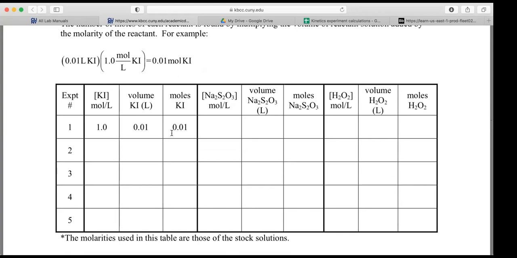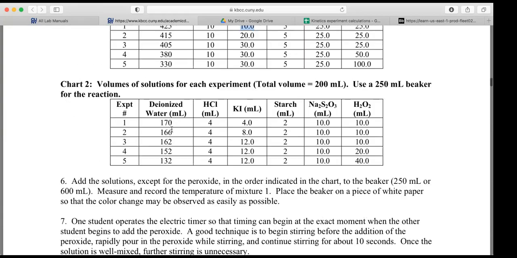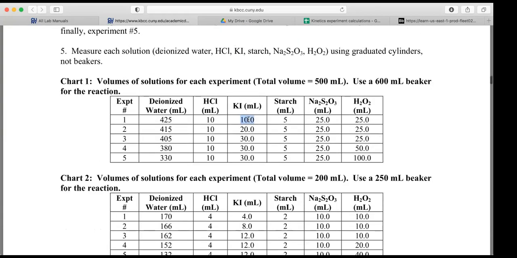Okay, so you're used to using those numbers. So you're using, here we go, the volume of KI and the molarity of KI. Now the molarity of KI, each time that we're adding these, each experiment, it's the same. It's 1.0 molar. Okay, so let me come over here.